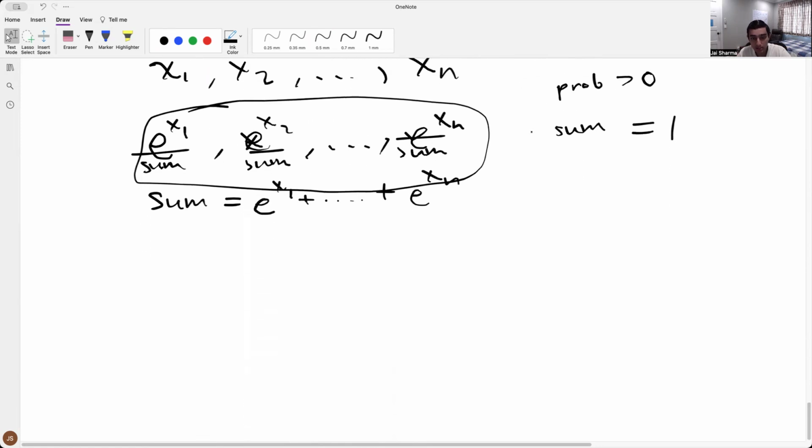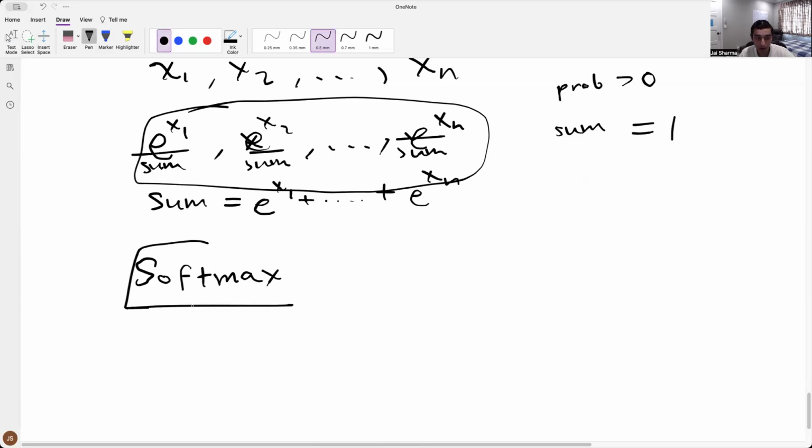Now, this has a name in deep learning. It's called the softmax function, softmax. And that's what I wanted to tell you about in this video.